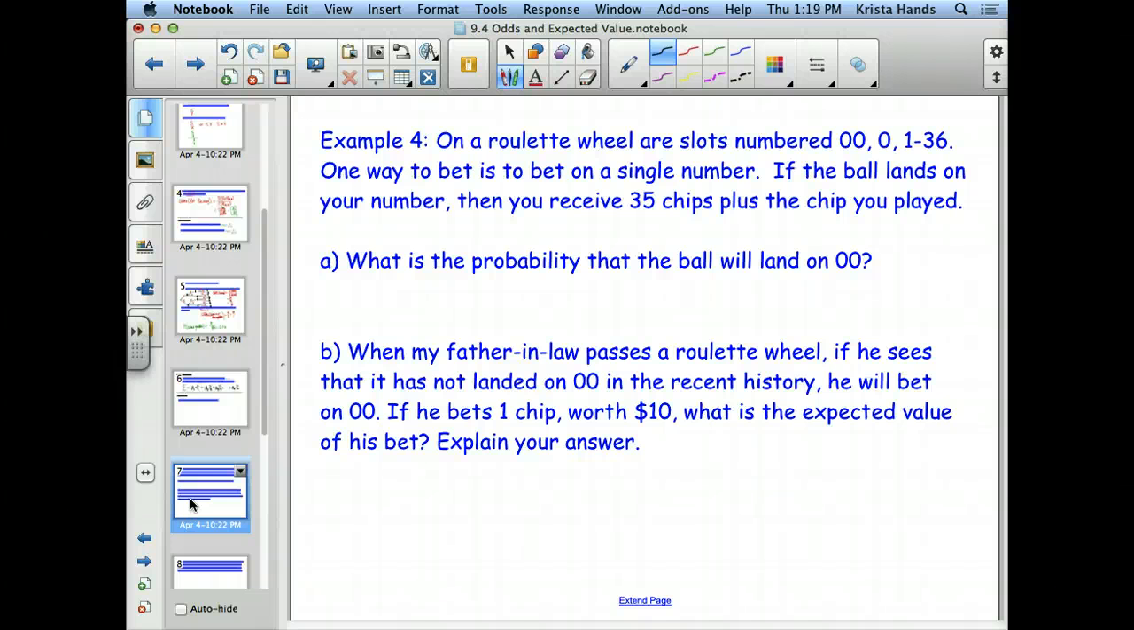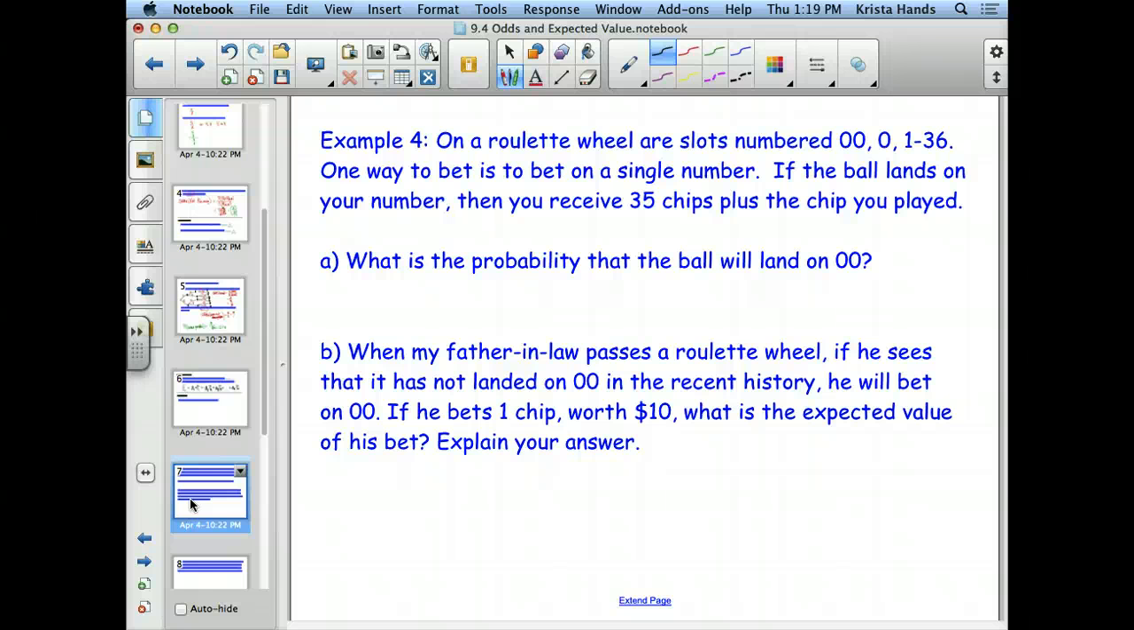On a roulette wheel, have you guys seen a roulette wheel before? Think like Wheel of Fortune, the spinning wheel that goes around. The roulette wheel has the numbers 1 through 36. They're alternating colors of black and red. And then it also has two spaces on the wheel that are green. Those green spaces are the numbers 0 and 00. Okay, everybody good so far?